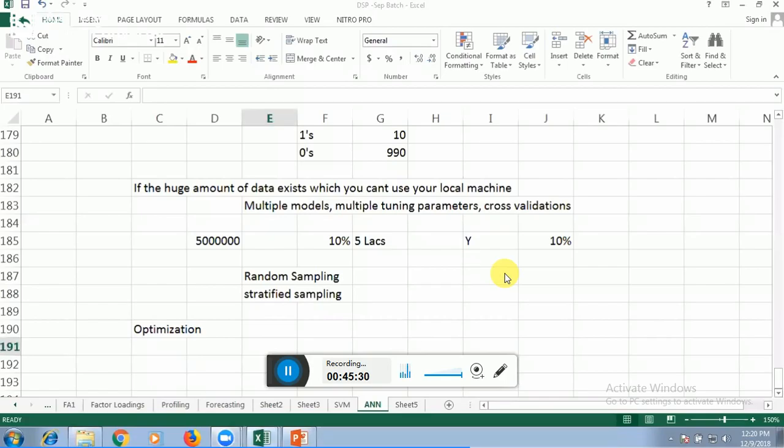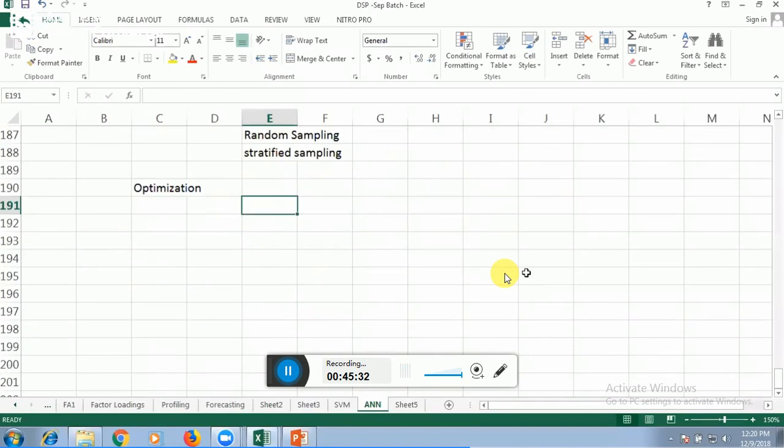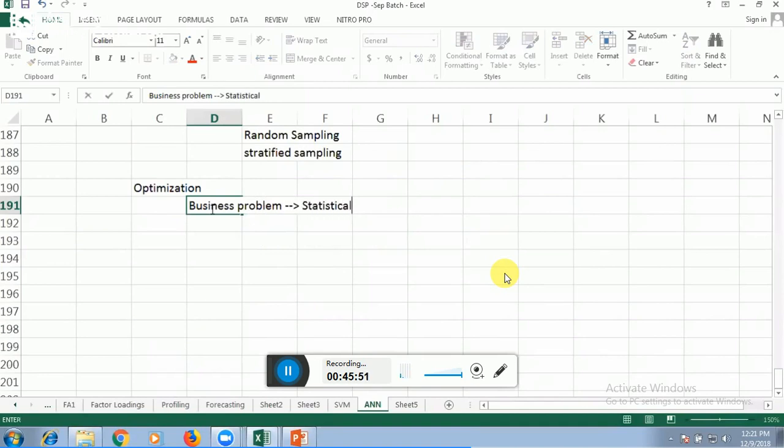Okay, guys. So in terms of optimization, if you remember, we discussed two things earlier. Every business problem is converted into a statistical problem. That statistical problem will be converted into an optimization problem. You remember that? This is the discussion we have done. Then we will solve the optimization problem.